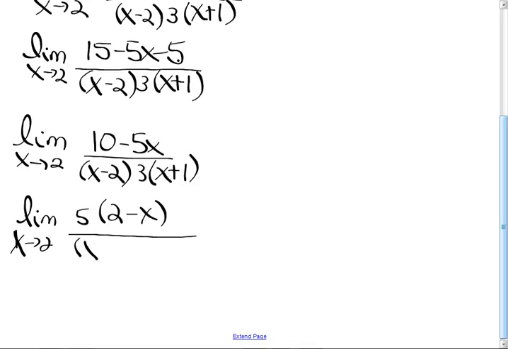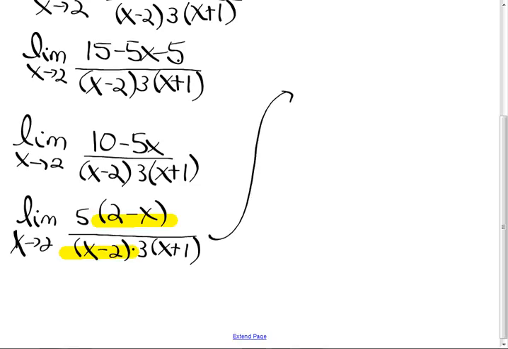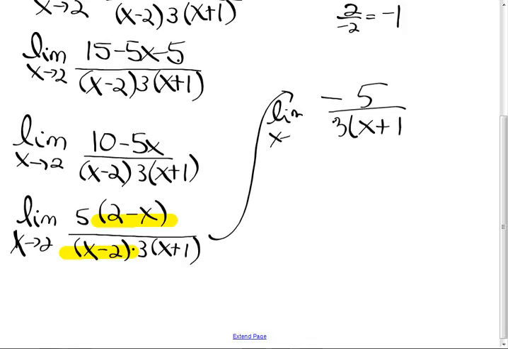How does this relate? 2 minus x and x minus 2 are opposites. What happens if you divide a number by its opposite? What if I take a 2 divided by negative 2? It's negative 1. Negative 5 over 3x plus 1, and we're going to take the limit as x goes to 2.